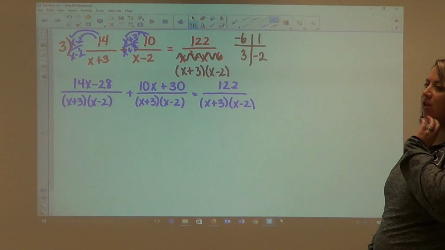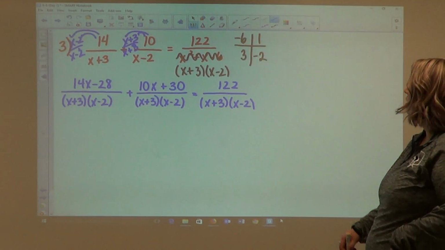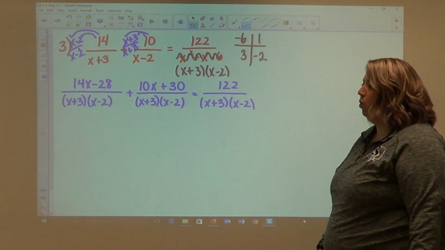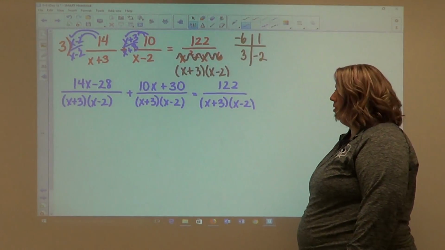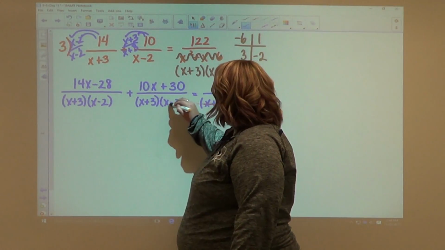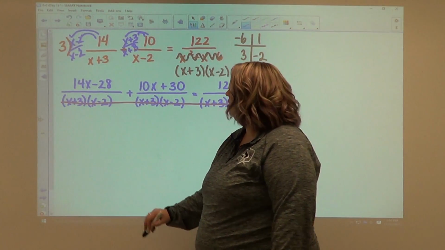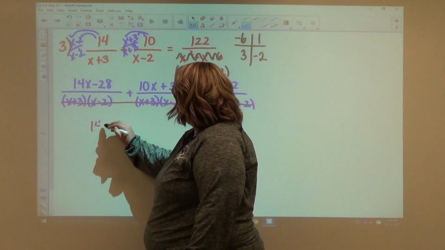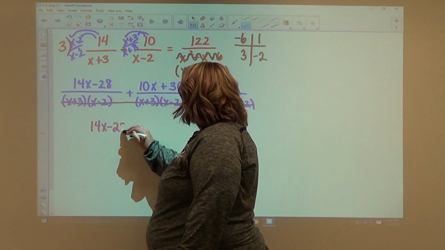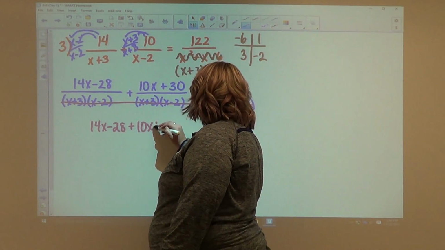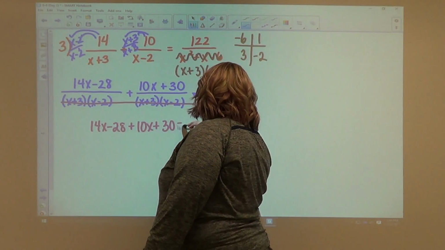Okay, here's the cool thing about when you do it this way. It's not as easy as when you cross multiply, but once you get all the denominators to be the same, you cancel them out and you solve the numerator. So I would solve 14x minus 28, and we're adding this whole fraction, so plus 10x plus 30 equals 122.